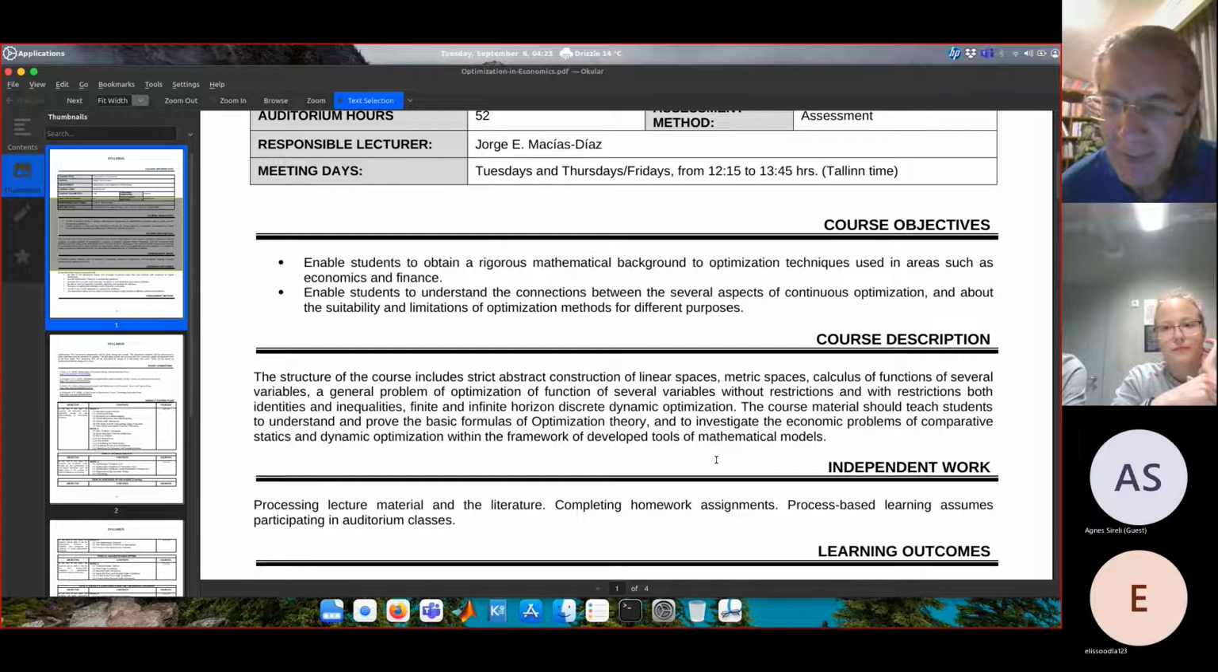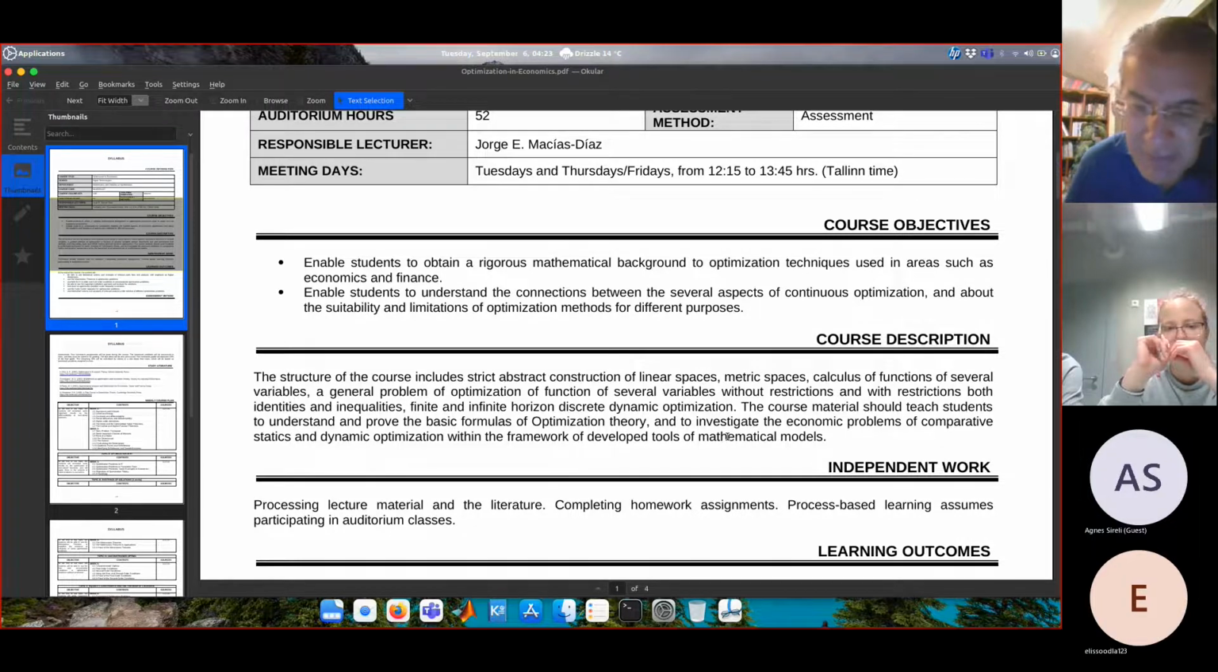The course materials should teach students to understand and prove the basic formulas of optimization theory and to investigate the economic problems of comparative statics and dynamic optimization within the framework of developed tools of mathematical models.